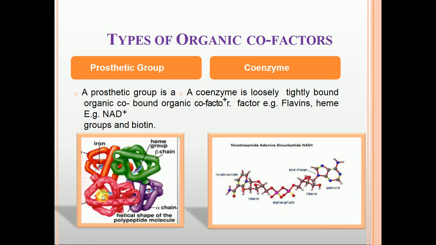So look at here. This is a helical shape of polypeptide molecules, and in this molecule you will see the iron, the alpha chain, and this is the heme group, and the beta chain is also present. This is the globular structure, or the helical shape of the polypeptide molecule, while this one is nicotinamide adenine dinucleotide, NADPH. This is the structure of nicotinamide adenine dinucleotide. It contains nicotinamide, while this is ribose, and a diphosphate bond is present here, while this is also ribose and adenine, with a plus charge. It is the same as chemical bonding, when they are attached with one another.